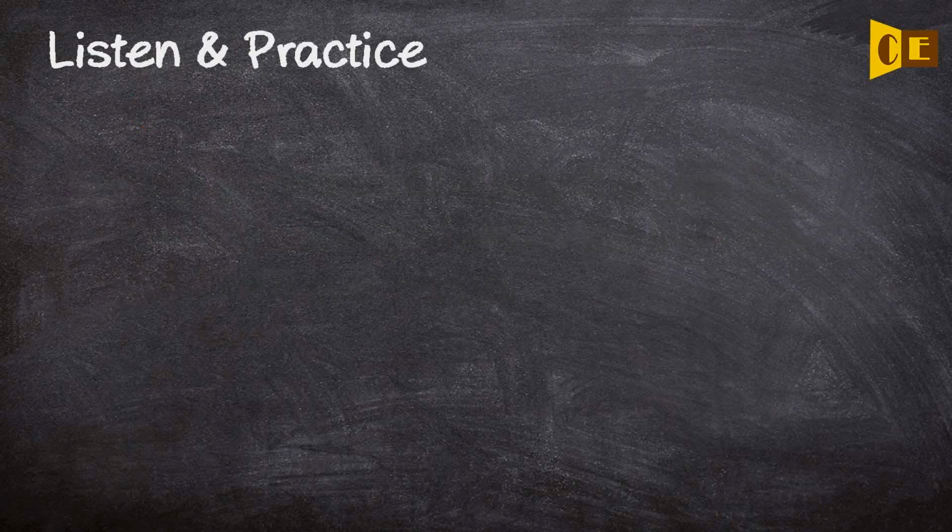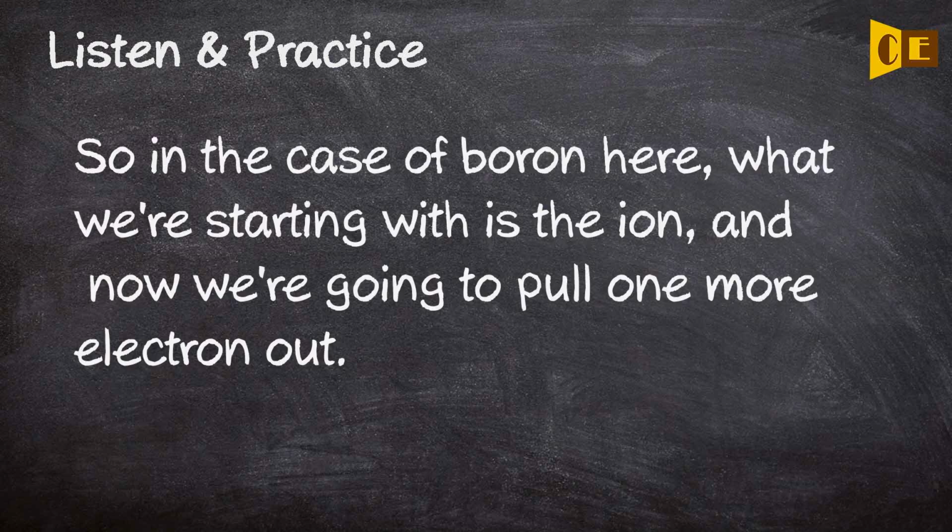Listen and practice. So in the case of boron here, what we're starting with is the ion. And now we're going to pull one more electron out.